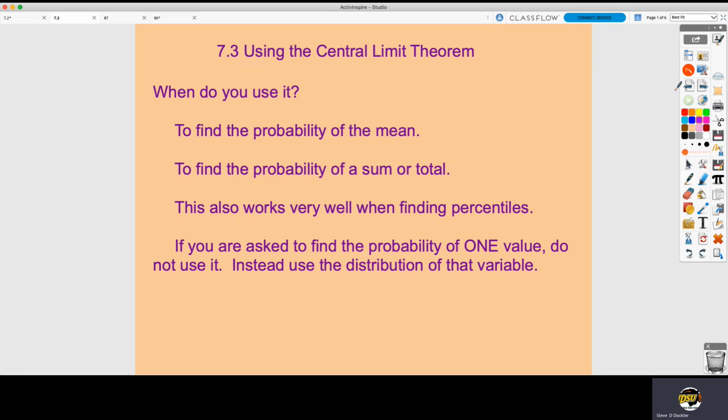Now, as it says down there at the bottom, if you are asked to find the probability of one value, don't use it. One value doesn't work nearly as well. Instead, use the distribution that they're talking about in there. So that could be normal. If we know up front that it's a normal distribution, then yes, you would still use that. But remember those other ones that we talked about too. You might use a uniform distribution. You might use an exponential distribution. So that's where we have to use keywords to be able to find those.